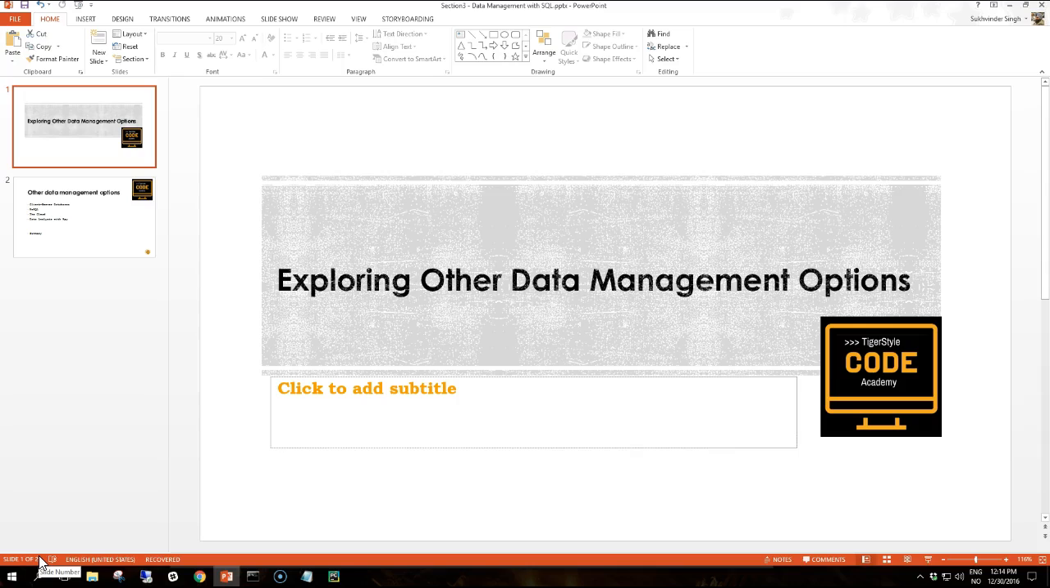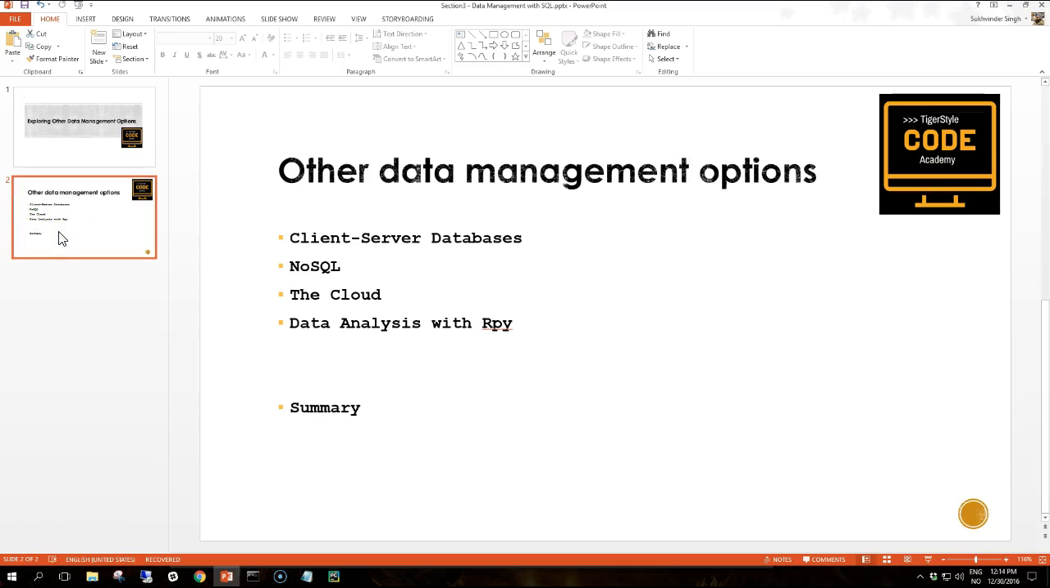And this is going to be an informational section where we are going to talk about exploring other data management options with Python. So you have many options for managing large amounts of data. In this lesson, we'll look at traditional client-server databases, newer databases known as NoSQL databases, and how cloud storage is changing approaches to data management. Finally, you consider some powerful data analysis tools that can be accessed from Python using third-party modules.